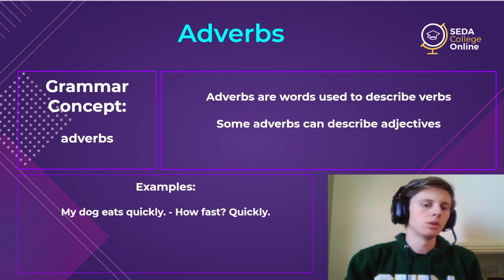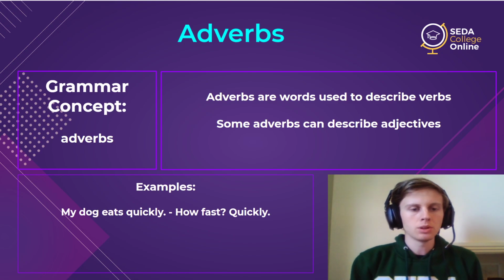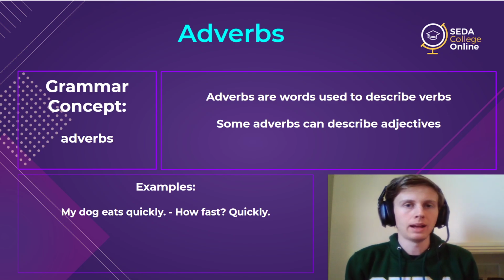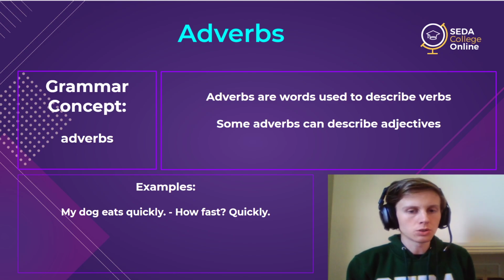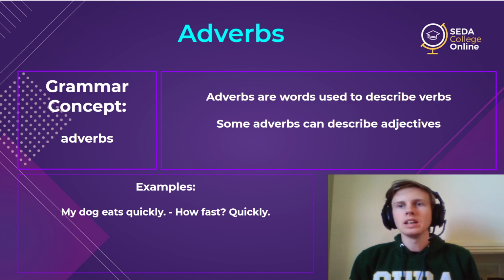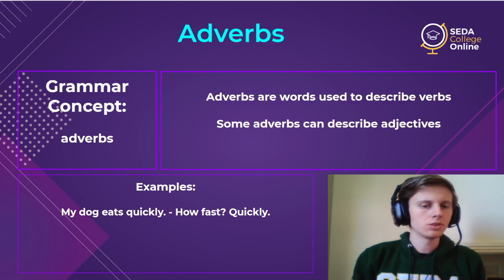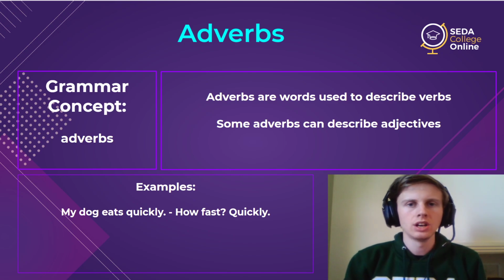So, for example, my dog eats quickly. In this example, I have a very basic sentence. My dog eats. And as I said, if I want to give more information about the dog, I'll use an adjective. My cute dog eats quickly. But now I want to describe eats. I want to answer how fast. How does my dog eat? Well, then I use a word like quickly. And that is going to help describe the manner and the process of the dog eating.